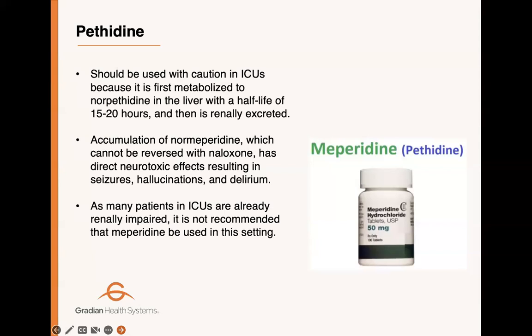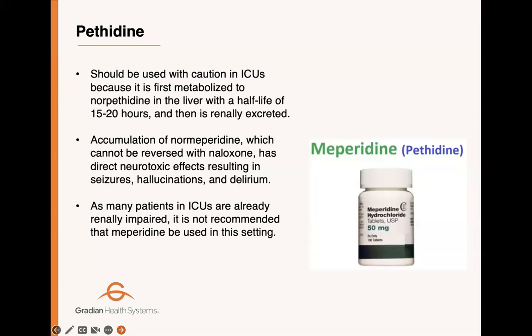Now, you have an ICU patient with unreliable liver function and compromised renal function, and pethidine has a metabolite, normeperidine, which usually cannot be reversed with naloxone. Because it depends on the renal and the liver, it tends to accumulate for a very long period of time, and when it accumulates it brings issues of seizures, hallucination, and delirium. So use it, but with caution.